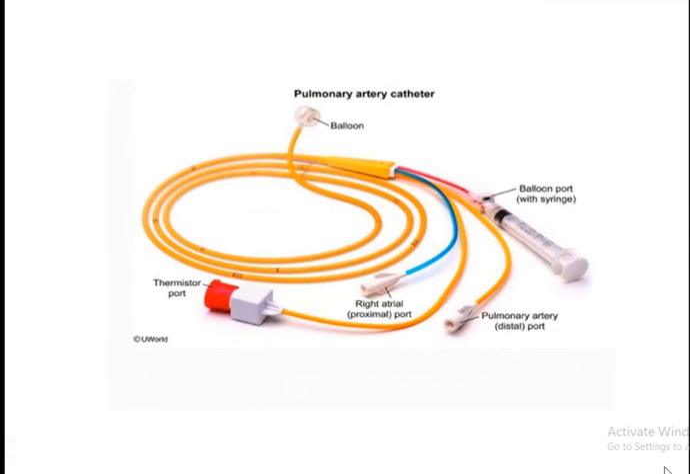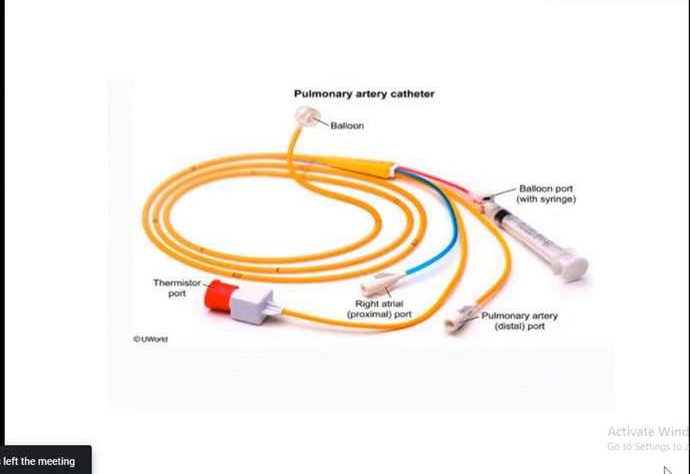So coming again to the pulmonary artery catheter, you can see this is a triple lumen catheter. There is a thermistor port, red color. There is a right atrial port. There is a pulmonary artery port, and at the tip there is a balloon, and there is another port, the balloon port, for the syringe to inflate the balloon.